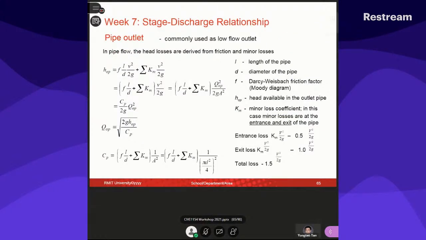Now for the pipe outlet, commonly used as a low flow outlet. The head losses are divided into the friction loss and the minor loss in the pipe. So this is the head loss: the first part is the friction loss, and the second part is the minor loss.